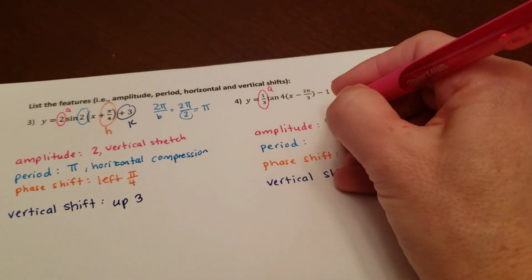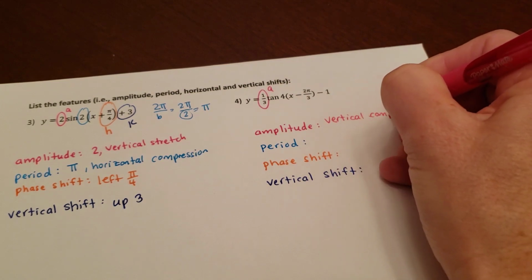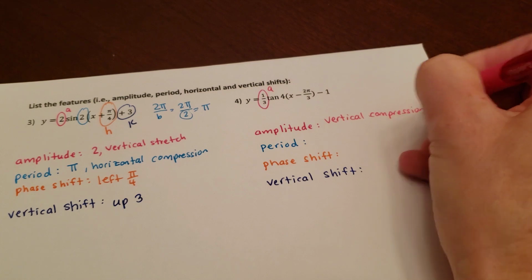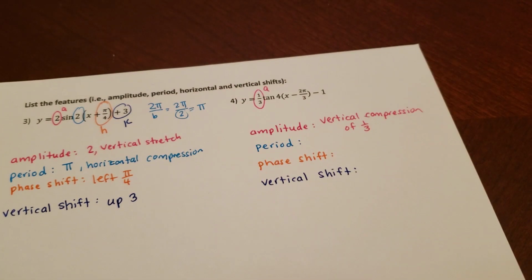And the way you would word it is you'd say vertical, and you want to state what the compression value is. Vertical compression of 1/3. Okay. And that's all we do for a tangent.